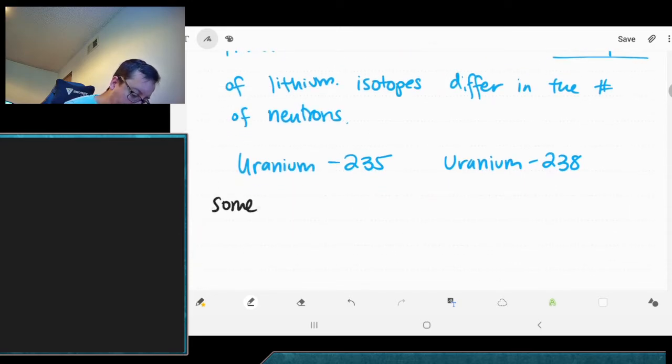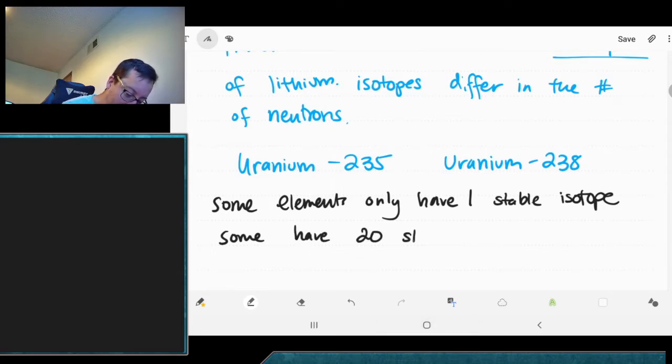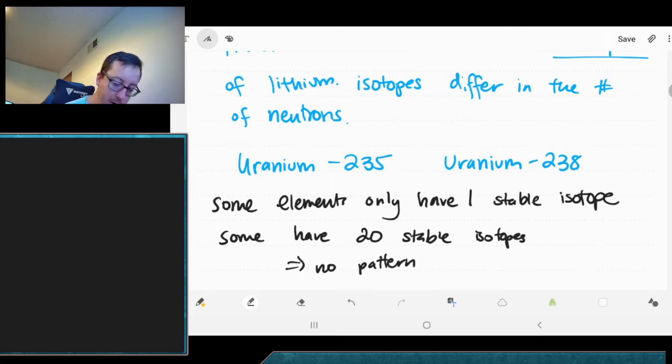And we're going to see that some elements only have one stable isotope. By stable, I mean not radioactive, but that's not something we're going to cover in this course, so just accept it. Accept the word stable. And some have 20 stable isotopes. There is no pattern here, really. We're going to see there kind of is a pattern, but again, not something in this class.